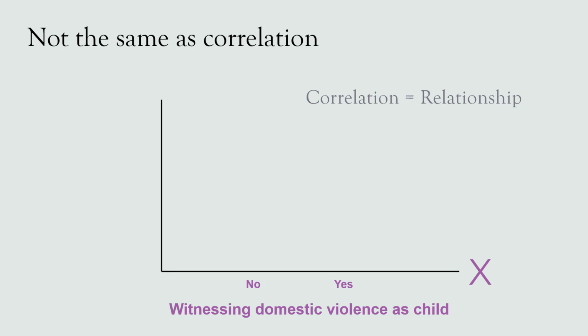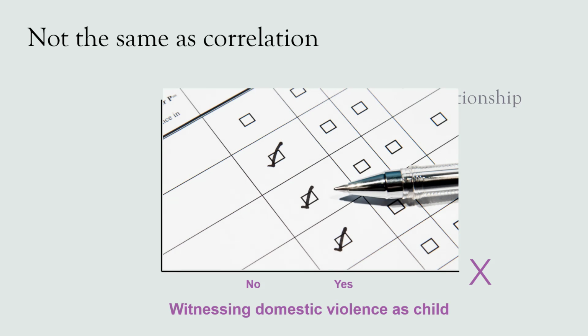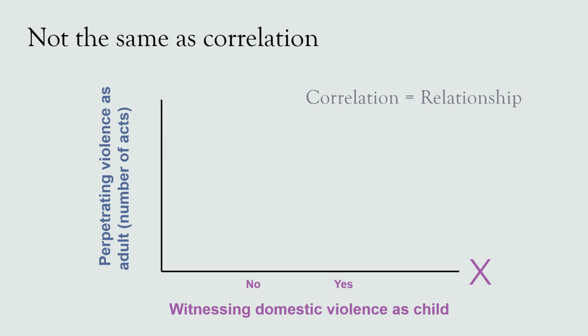Here we're just going to have a yes or a no. Pretend this is a made-up survey. We're asking people, did you witness? And they say no or yes. Then for our dependent variable of perpetrating violence, we're just going to do a simple scale of number of acts, 1, 2, 3, 4, all the way up to 10 or more. Remember that the dependent variable always goes on the vertical axis, which is Y, and that's why it's called the Y-axis.